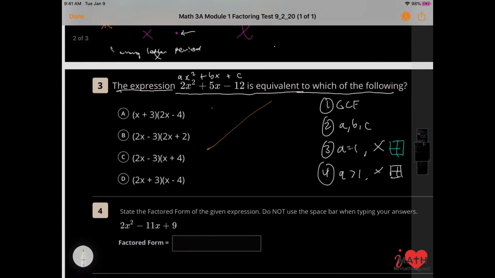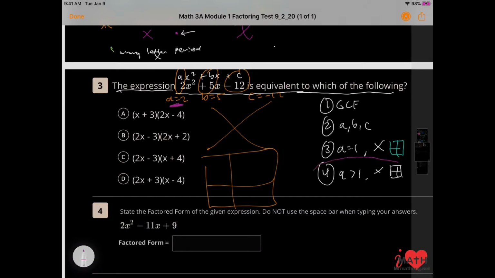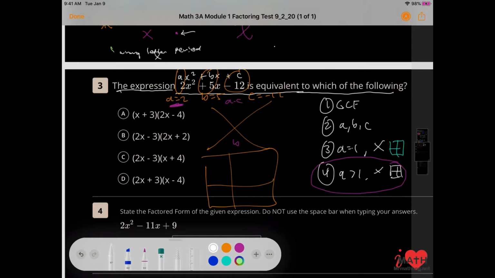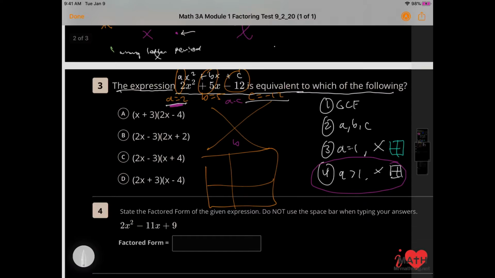So, because my A value is 2, my B value is 5, and my C value is negative 12, my A value is greater than 1, so I'm going to have to use both the X and the box, right? So A times C, this is your B value. So A times C, 2 times negative 12 is negative 24. My B value is 5. I need to think of two numbers that multiply to be negative 24, but add to be 5. List out all the factors.